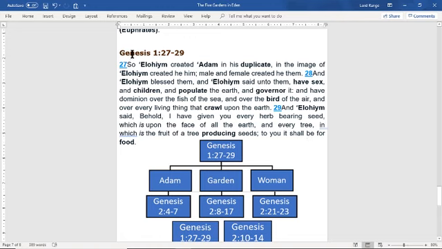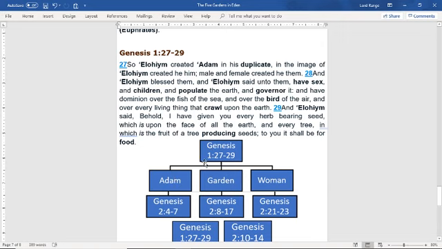Now, when you read Genesis chapter 1 verses 27 through 29, there's a few things I want to point out here. The first thing is he's being very vague. He's not giving a description of creation at all. It talks about the creation of Adam. It talks about the garden. It doesn't even name the garden. And it talks about the woman. But you have to go back to Genesis chapter 2 to get more details about each of these creations.